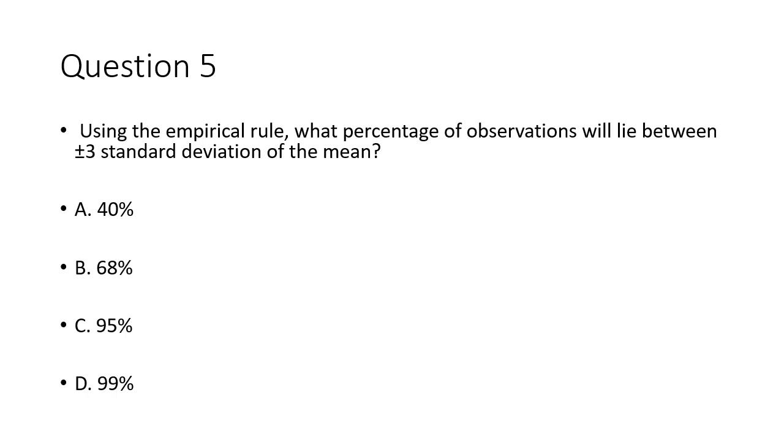But let's say question 5, using the empirical rule, which is what we're using in the last question there, what percentage of observations are going to lie between plus and minus 3 standard deviations of the mean? And again, the answer choices are A, 40%, B, 68%, C, 95%, or D, 99%. The answer here is, 3 standard deviations out, we have 99%. So the answer here would end up being D.